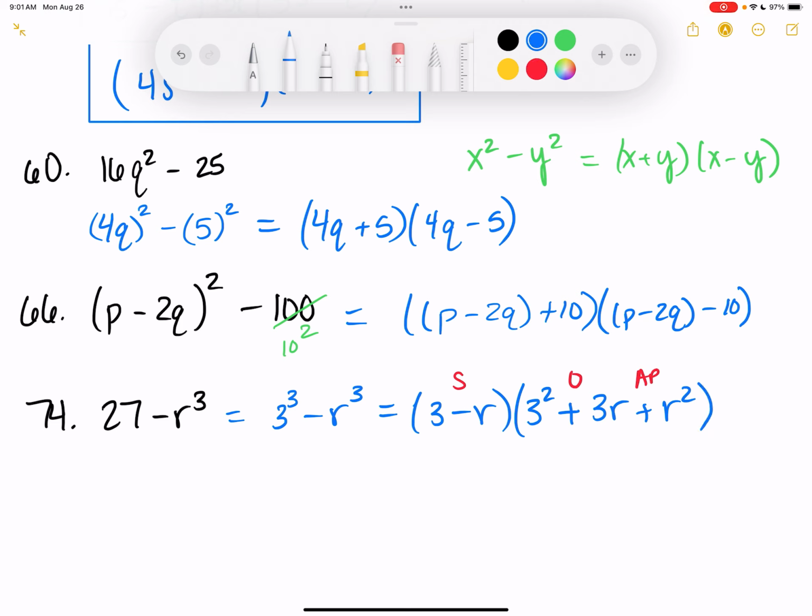So that's the always positive part of that formula. And then I just need to rewrite this so that I actually square the 3. If you wanted to do this in one step and not have to rewrite it, you could have gone ahead and written that as a 9. You don't have to, but it's just for the visual. So I have 3 minus r times 9 plus 3r plus r squared. And that would be my final answer.